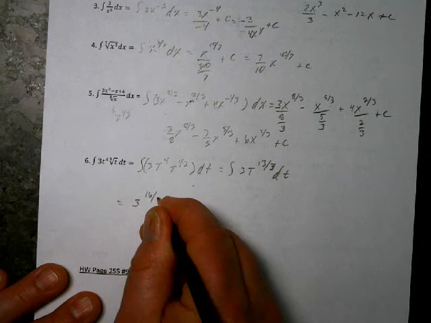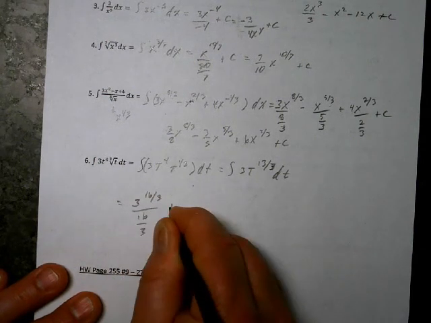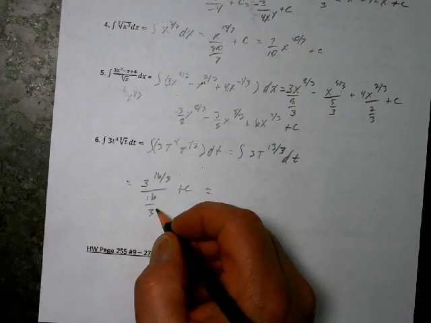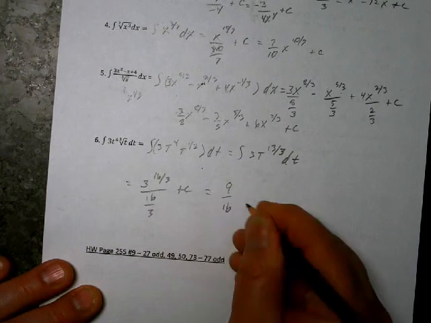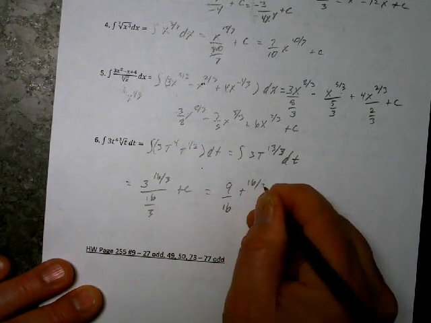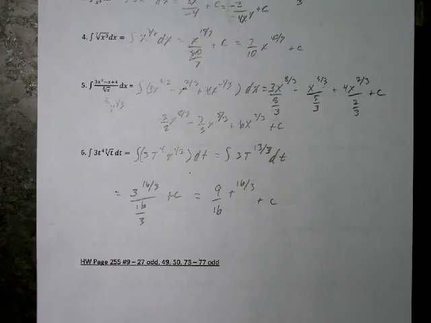Add 1 to the exponent. Divide by the new exponent. Add a c on the end. So when I simplify this, I end up with 9/16 t to the 16/3 plus c.